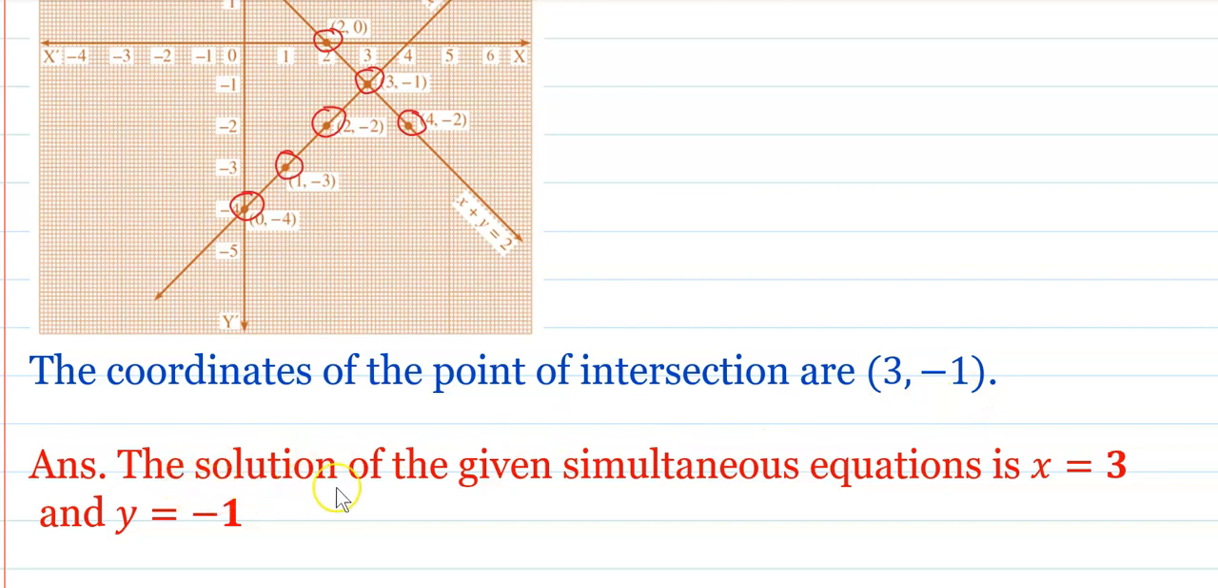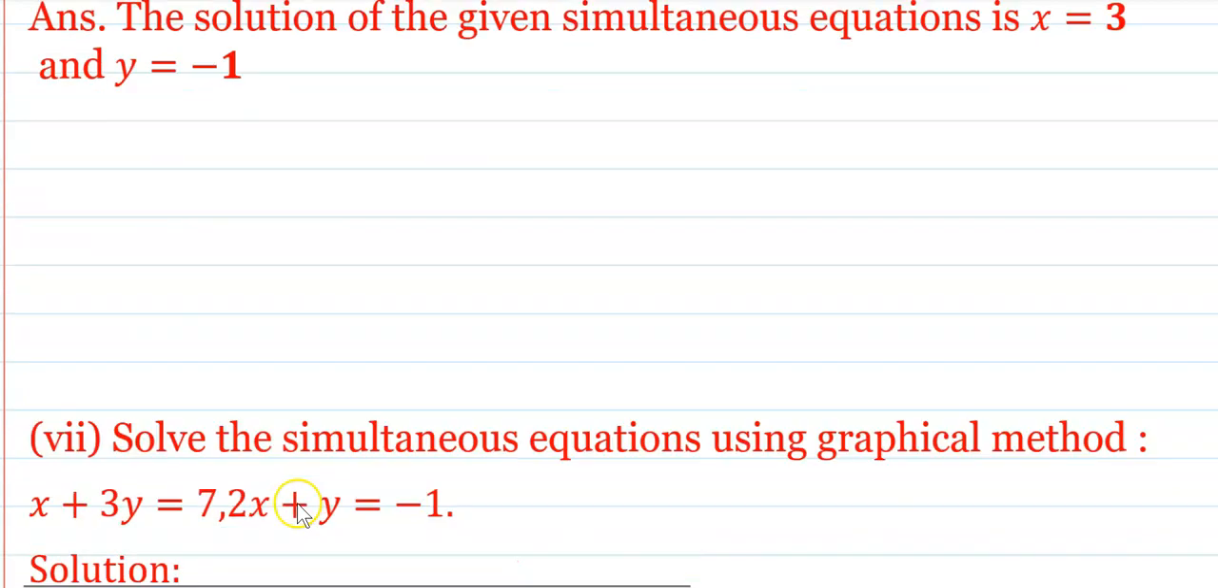And finally, write the answer: the solution of the given simultaneous equations is x is equal to 3, y is equal to minus 1. Okay, now the next question.